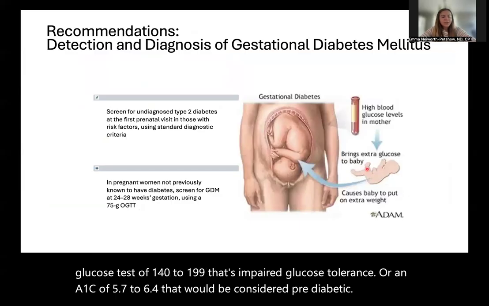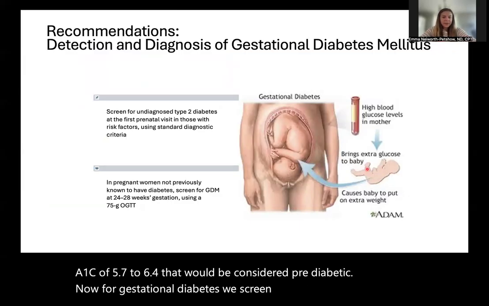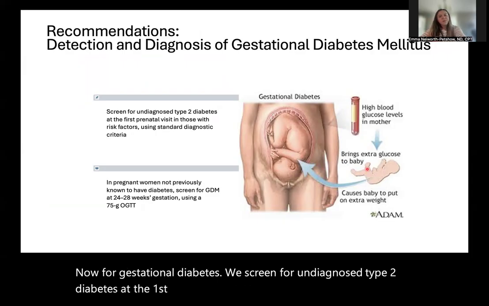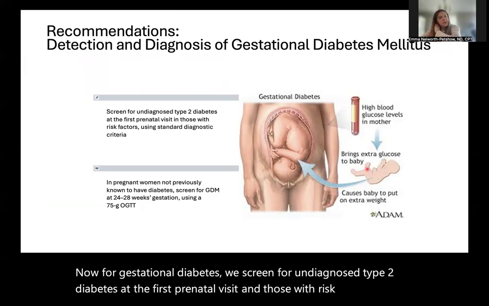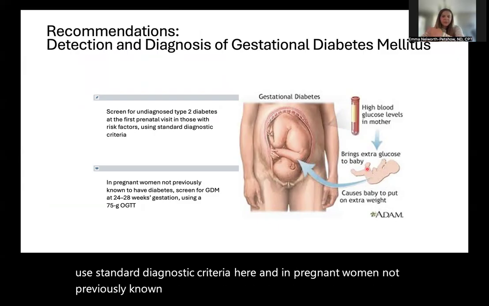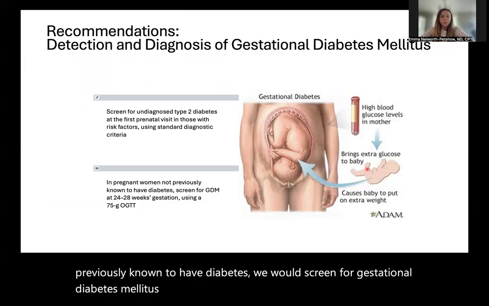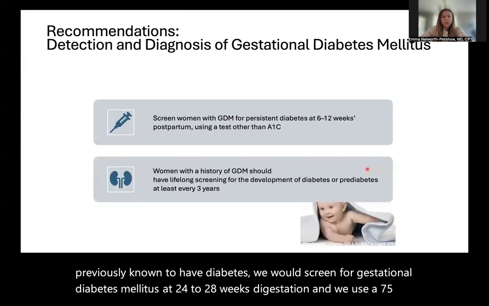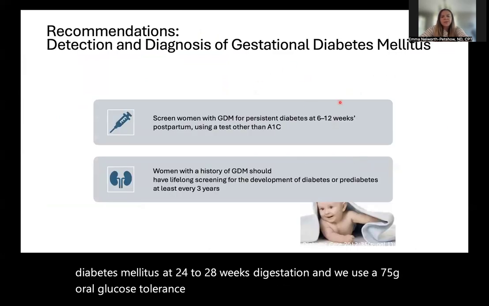Now, for gestational diabetes, we screen for undiagnosed type 2 diabetes at the first prenatal visit, and those with risk factors. We use standard diagnostic criteria here. And in pregnant women not previously known to have diabetes, we would screen for gestational diabetes mellitus at 24 to 28 weeks gestation, and we use a 75-gram oral glucose tolerance test. So this is kind of our standard.